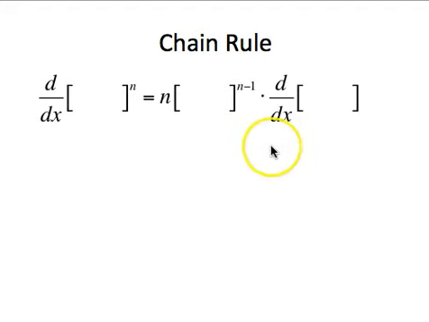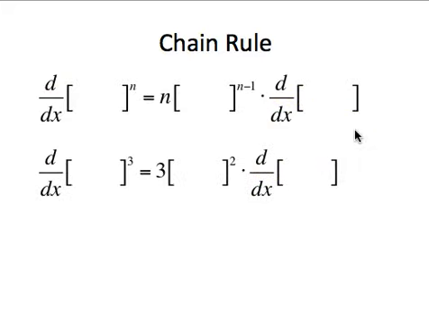So let's recall the chain rule for powers. The derivative of something to the n is n times something to the n minus 1 times the derivative with respect to x of that something. So we want to make sure that we are matching our independent variables here. So the derivative of something to the third power would be 3 times the something squared times the derivative of the something. Of course, the derivative with respect to x is our issue in both cases.